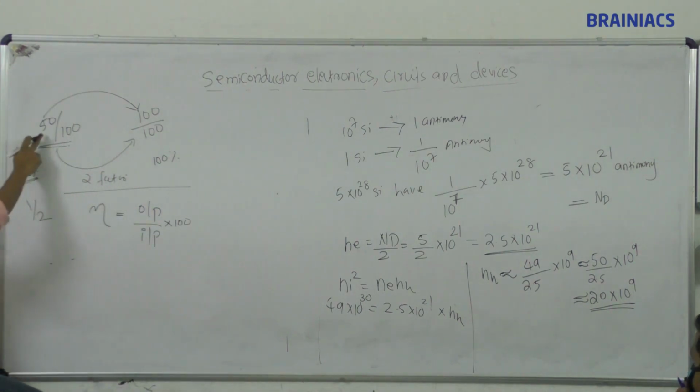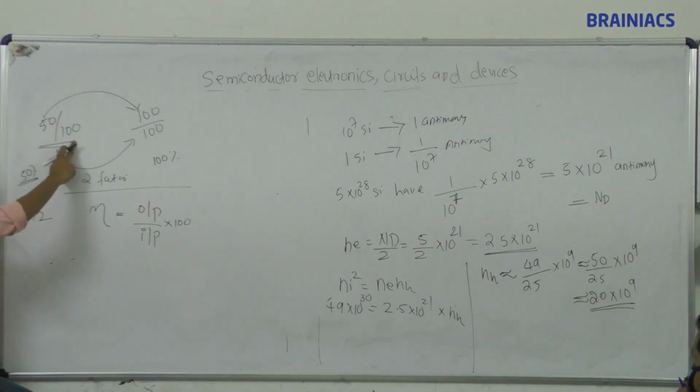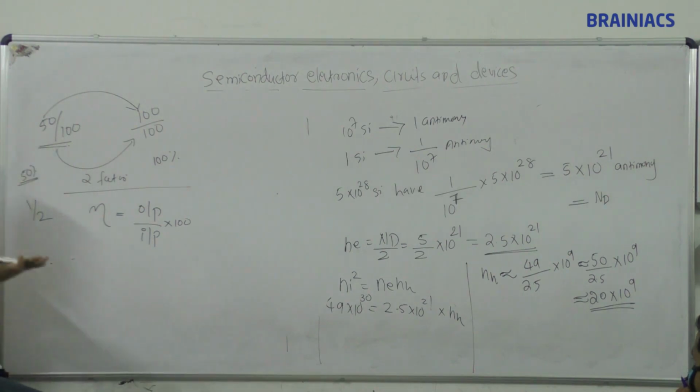Output means, for example, this 50. You have an exam for 100, which means I taught you for 100 marks, but you wrote only for 50 marks. Then you got 50 by 100. So your output, what you produced, is 50. What I have given to you is input.